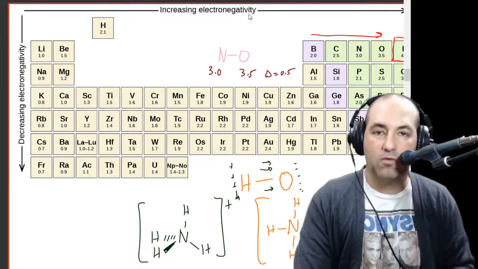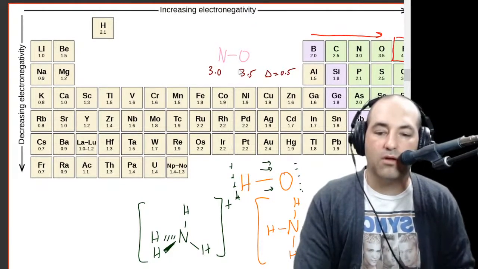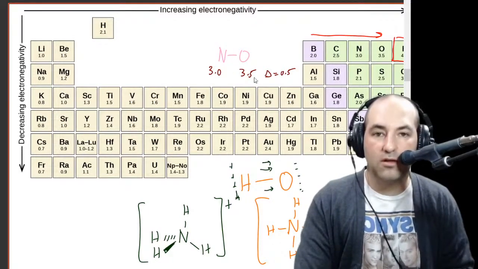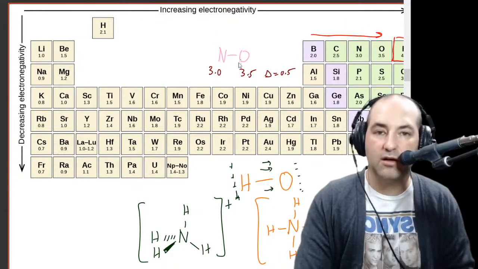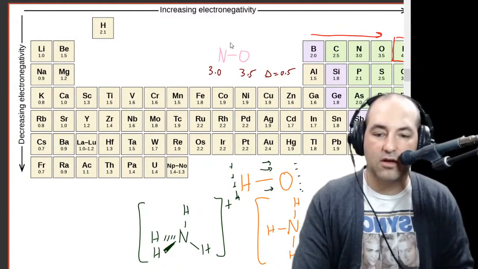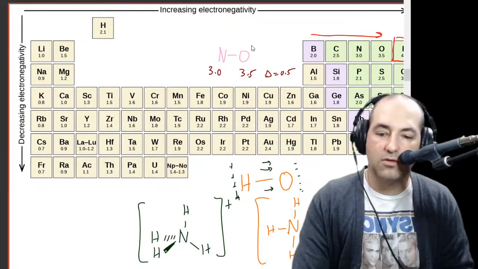And to determine where the electrons go, well, the electrons are always pulled toward the higher electronegativity. So if it's a difference between 3.0 and 3.5, the oxygen here has the higher electronegativity. So the electrons are being pulled toward the oxygen.